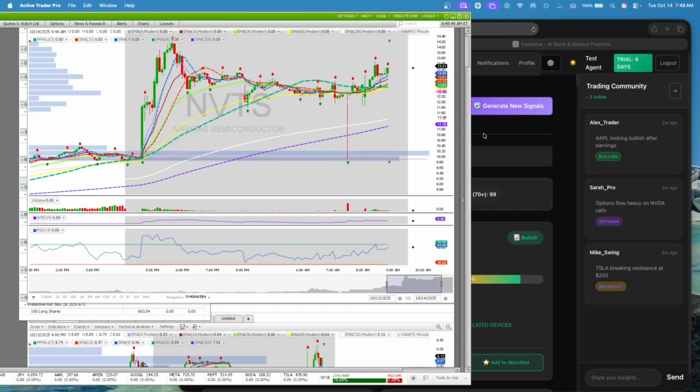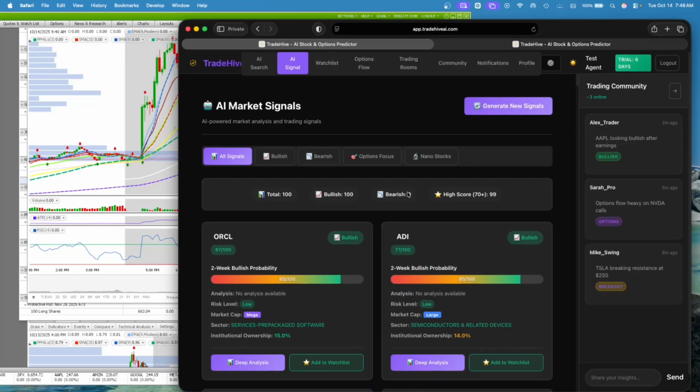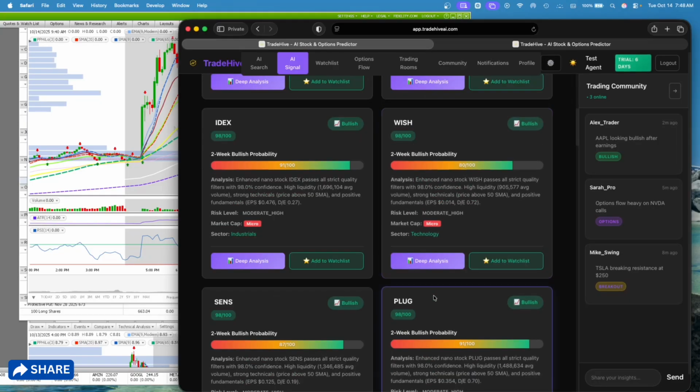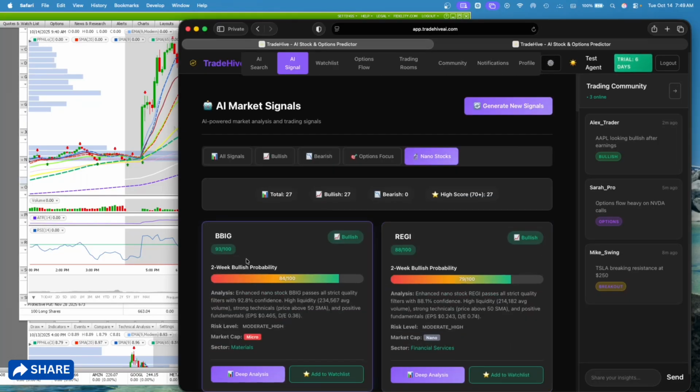I pick the stock from the AI signal from here, right? And you can go to the Nano Stock if you like to trade micro and nano stocks, and pick them up, right? And how do you pick them up? This 93 is the ranking that the AI tool gave it, right? And below here is the probability of this being bullish. So this is the ranking, 93 out of 100, we pick this stock that is going to go up today and in the next 2 weeks. In 14 days, you're going to see a surge, right?